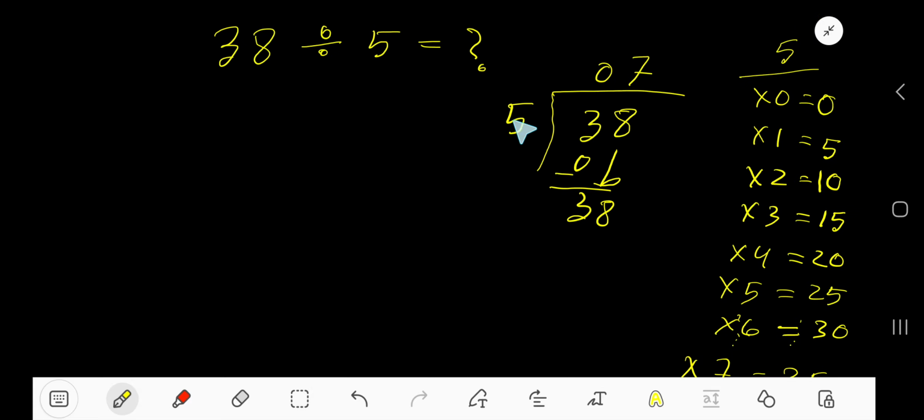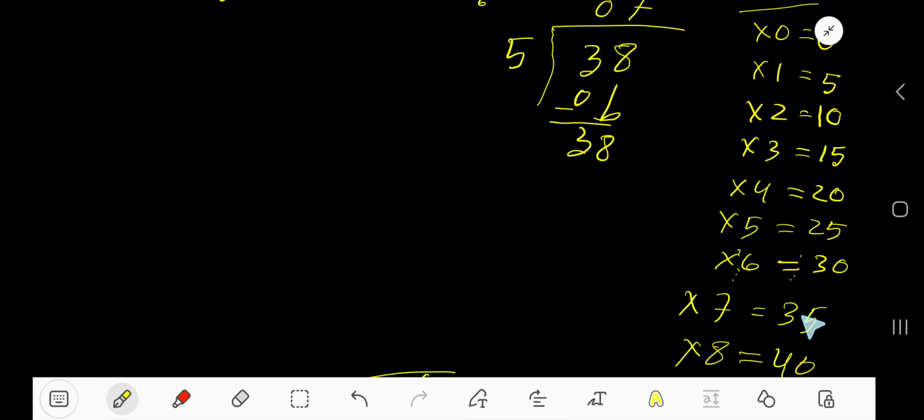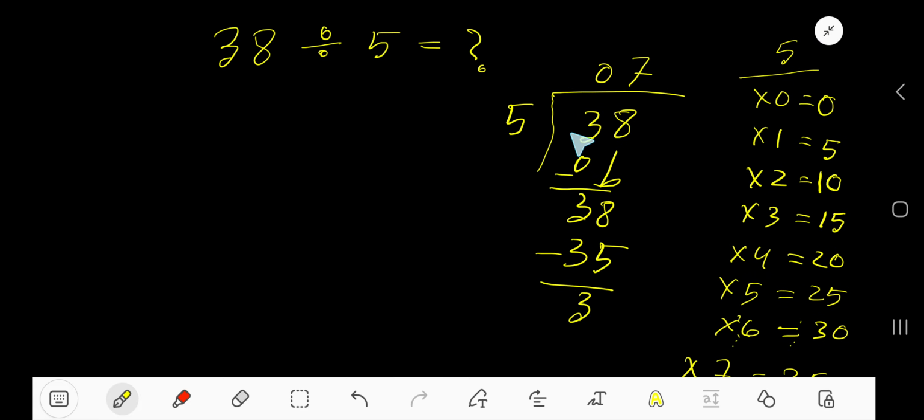Write 7. 7 times 5 is 35. If you subtract, you are getting 3. So our answer is 07, which means 7, remainder 3.